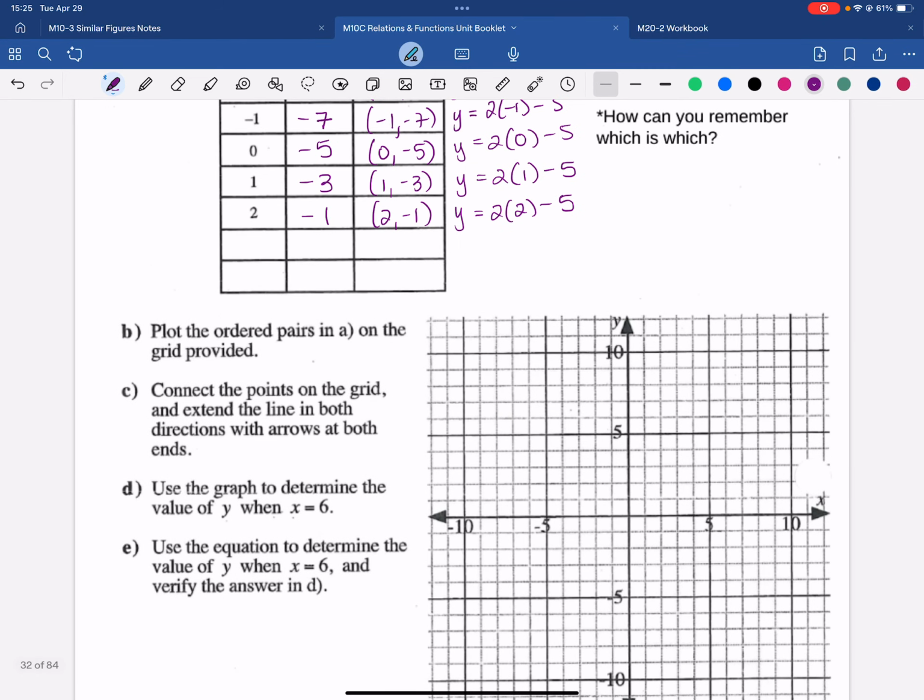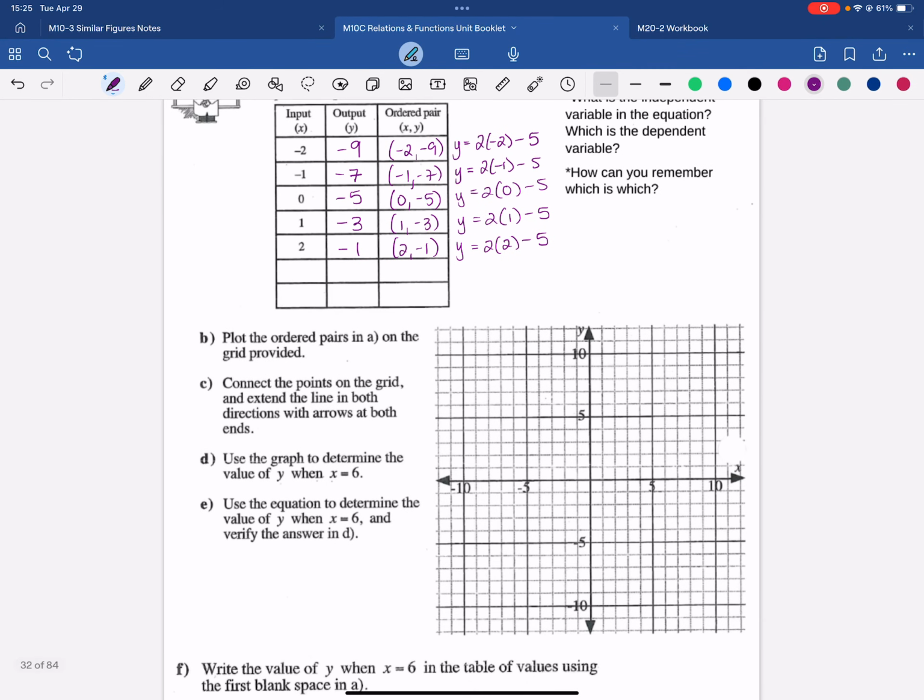And when we plot our ordered pairs, I have a graph. I'm not actually sure if that's on yours, but if so, great. Remember, our x value comes first. So we want to look at our ordered pair for this, because that's going to tell us how far left or right we go and up or down. So if we have -2, we start at our origin, and we're going to go 2 to the left, and then it's -9, so we're going to go down 9, and that's our first ordered pair.